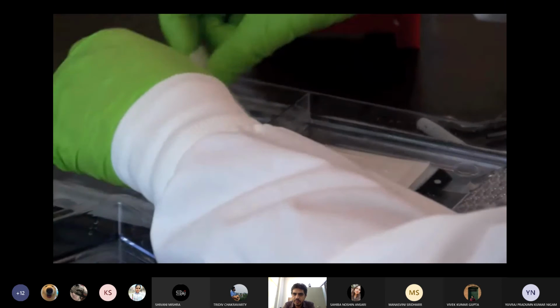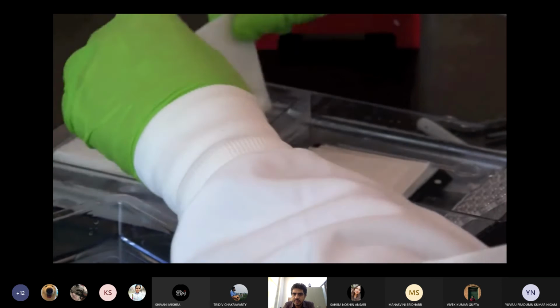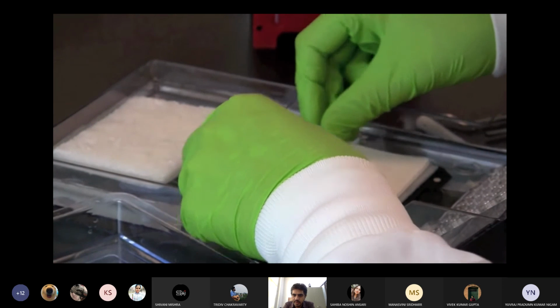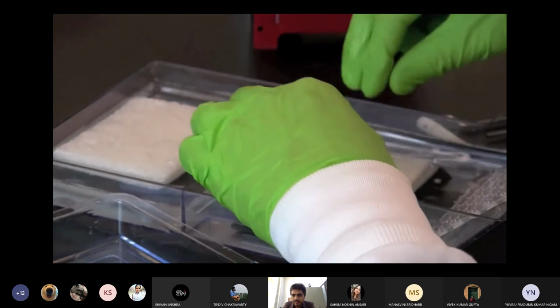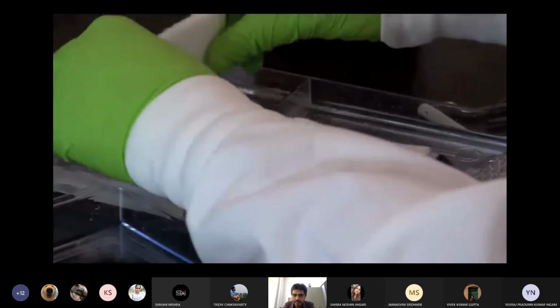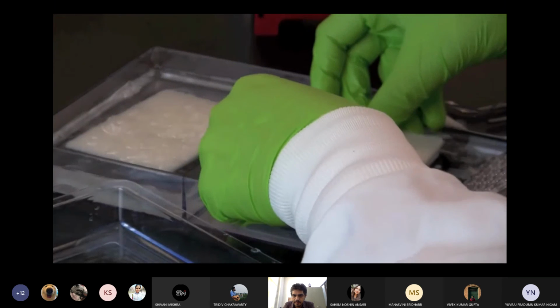Then next is again you have to place one more blotting paper sheet. Place a second sheet of wet blotting paper on top of the nitrocellulose membrane, over it. And next is the pad. Place a second wet fiber pad on top of the blotting paper.